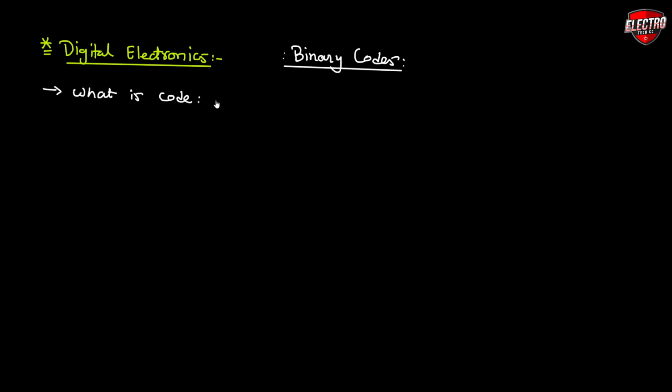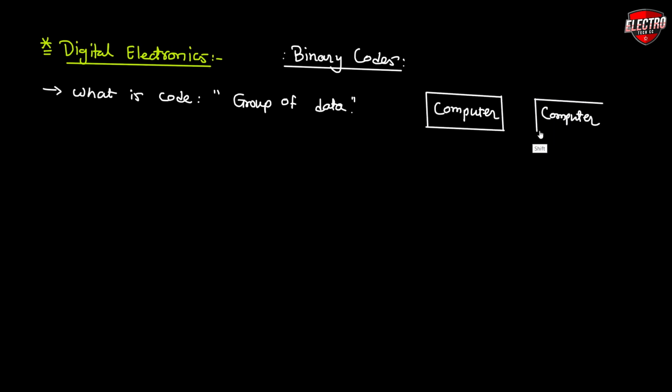A code is nothing but a group of symbols which are used in digital communications, like data transfer from one computer to another computer, or to represent the digital data, or to store the digital data, or to transmit digital data from one device to another device, like mobile to computer. So, code is a group of data which is used in digital communication, like communication between one computer and another computer.